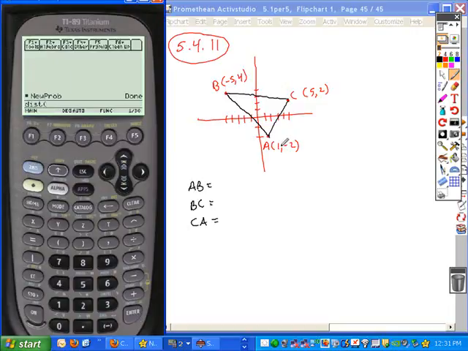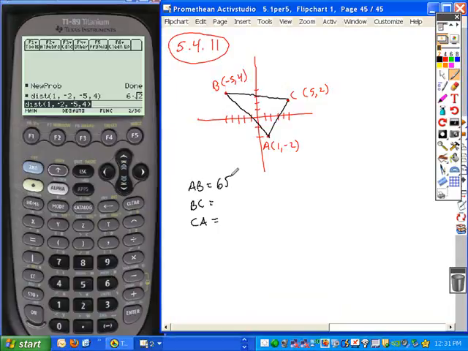So to find the distance between A and B, you just type in dist, or whatever you named your function. Type in or enter the points in order of x, y, x, y, and you'll get your solution. So distance AB is 6 root 2. Okay, do the same thing for BC and CA.